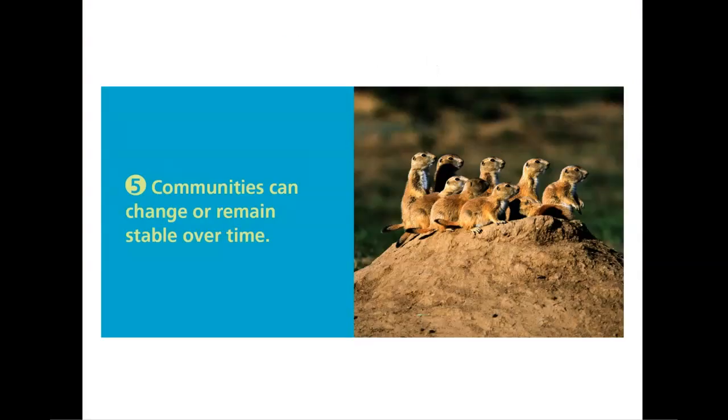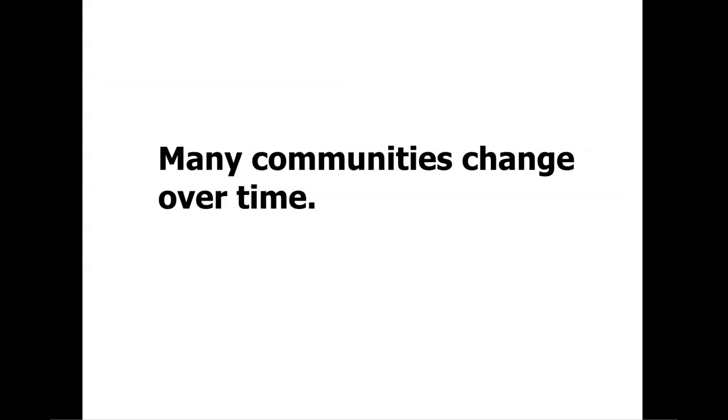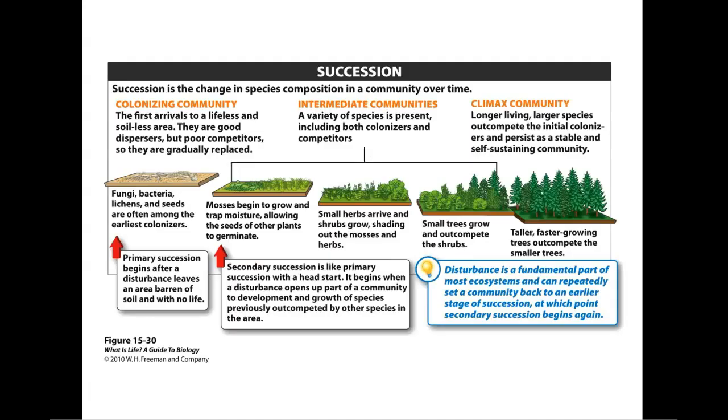Communities can change or remain stable over time. Many communities actually do change over time. Succession is going to be change in species composition of a community over time. Generally, it's going to follow disturbances. So you can have two types. You can have a primary succession or a secondary succession. So first you have this colonizing community, first arrivals to a lifeless and soilless area. They're going to be good dispersers but poor competitors, so they're gradually going to be replaced. So this is going to be things like fungi, bacteria, lichens, and seeds are going to come in.